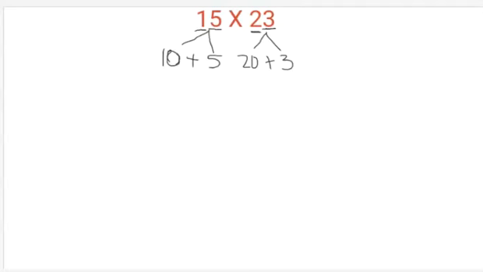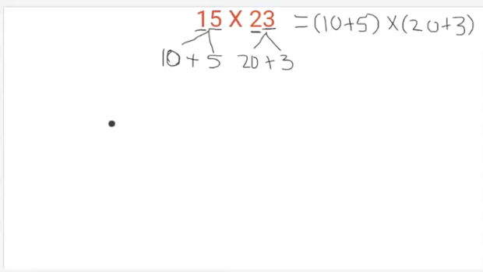So I can rewrite that next to this number: 15 times 23 equals 10 plus 5 times 20 plus 3. So now we have decomposed 15 and 23 into friendlier numbers to work with.